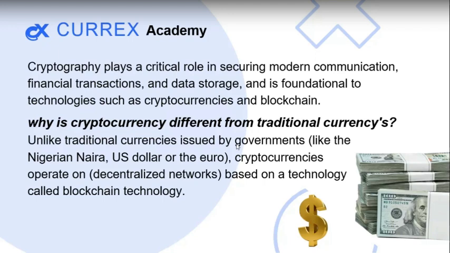Unlike traditional currency issued by governments, like the naira, the dollar, the euro, cryptocurrency operates on a decentralized network based on a technology called blockchain technology. You get the point now. It operates on a decentralized network, meaning if you own a crypto asset, a bank can't control it, the government can't control it. You are your bank, you are your everything.